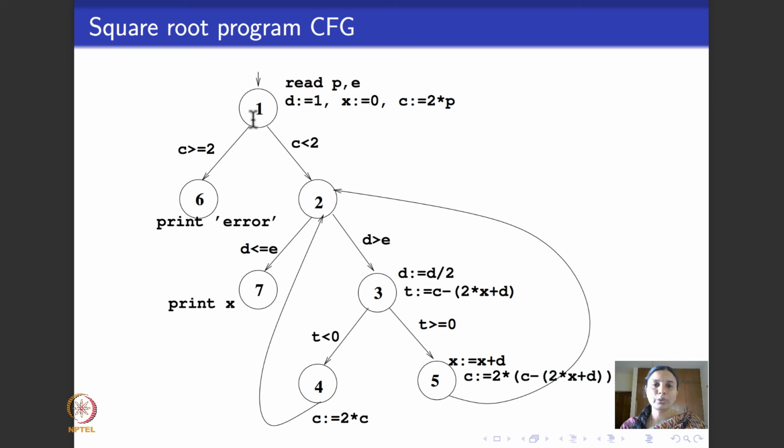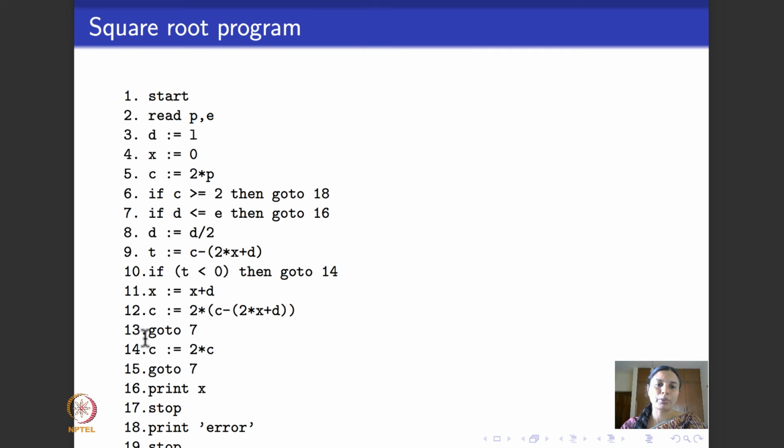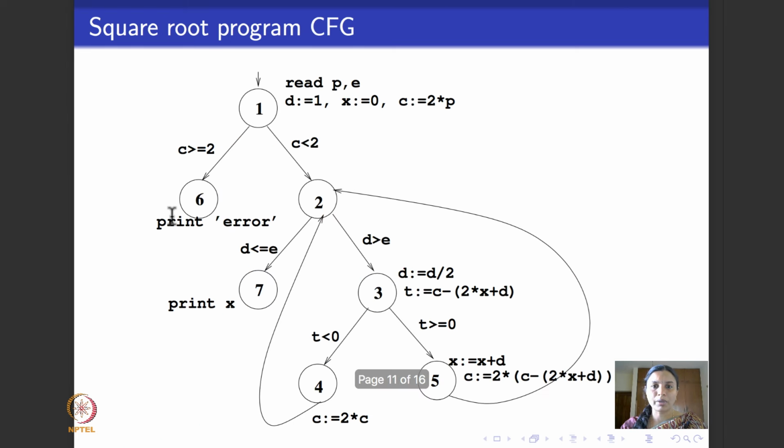Please don't get confused with the numbers 1, 2, 3, 4 that you find in the nodes here with the statement numbers of the program. These are different. They don't mean the same. So when I say go to 7 here, I mean go to statement number 7 in the program. Statement number 7 in the program is actually node number 2 in the CFG. So please don't mix up these two. Once you have drawn the CFG, you should be able to answer most of the questions that were asked.